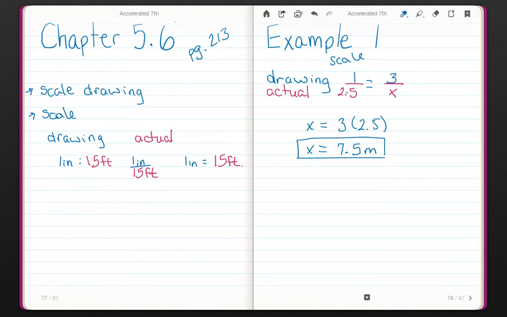So notice in the example, the important thing is not necessarily solving it using cross proportions, but it's how you set it up. The drawing is in the numerator. The actual distance is in the denominator. I color-coded it also so that you can see that you're not having the drawing vertical, the drawing is horizontal, and the actual distance is in the denominator.